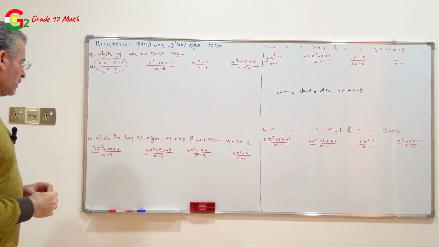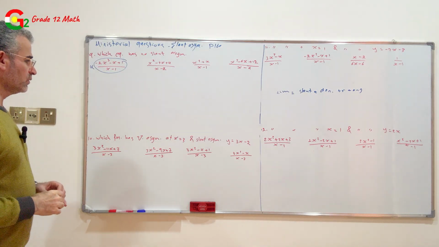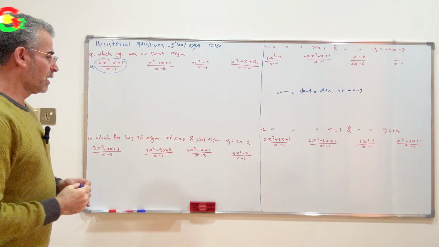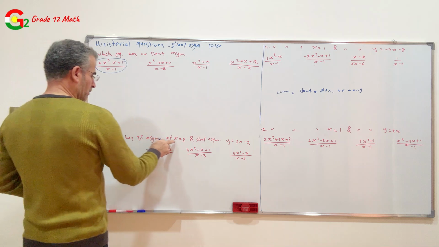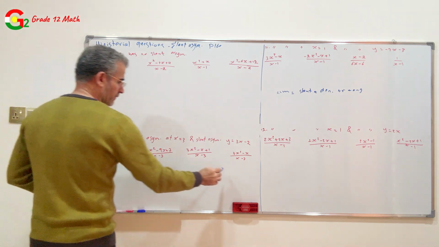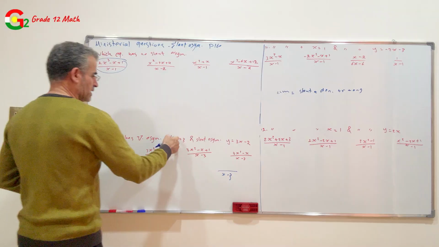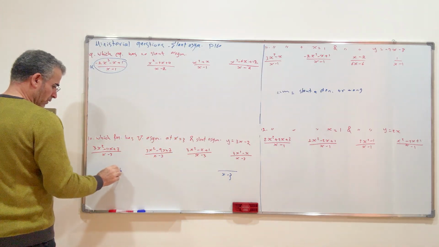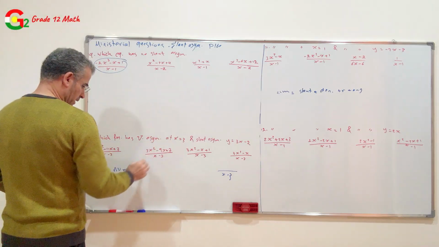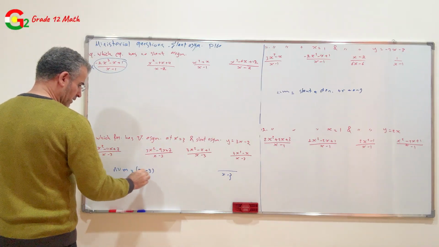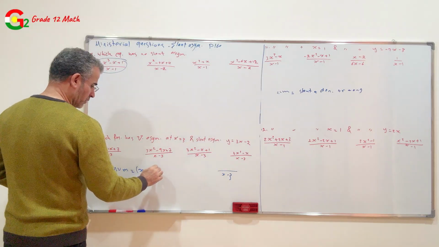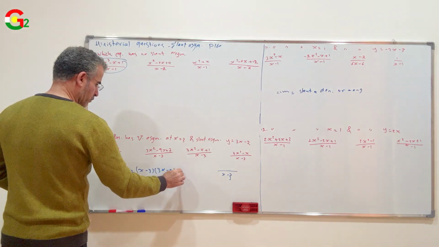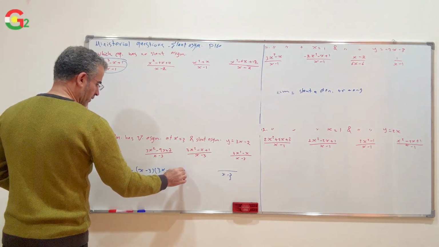Question number 10. Which function has a vertical asymptote at x equals 3 and slant asymptote at y equals 3x minus 2? The denominator is x minus 3, since the function has a vertical asymptote at x equals 3, and we can find the numerator by multiplying the denominator of the function by the slant asymptote of this function plus the remainder. It could be any number.